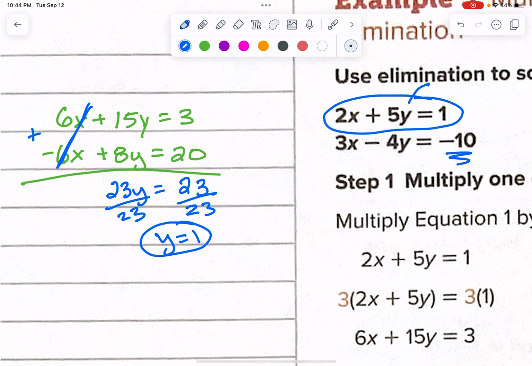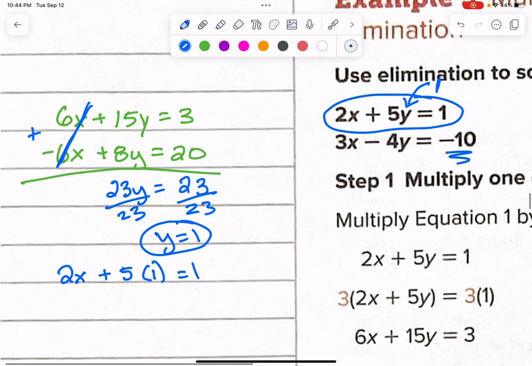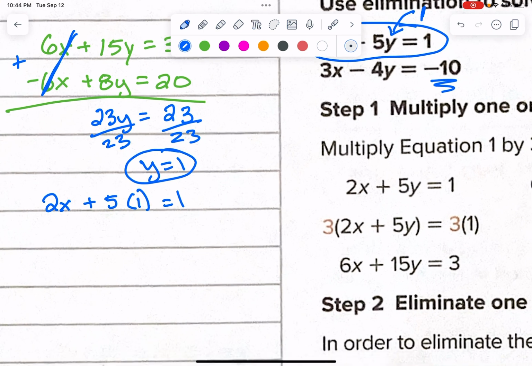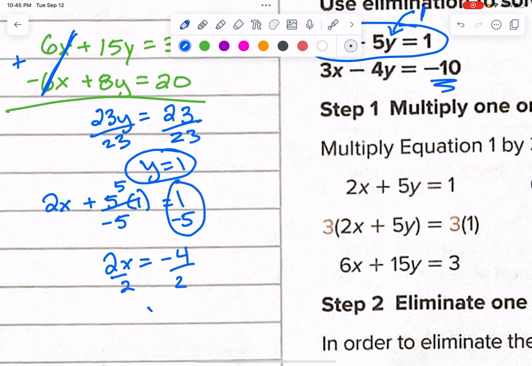So I'm going to plug 1 in for y because that's what we solved for. 2x plus 5 times 1 equals 1, okay? All right, so now 5 times 1 is 5. I'm going to subtract the 5 to the other side. I have 2x equals 1 and negative 5 is negative 4. And if I divide by 2, I get negative 2, okay?